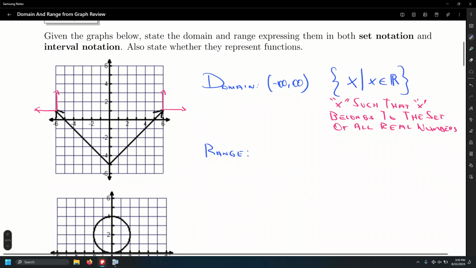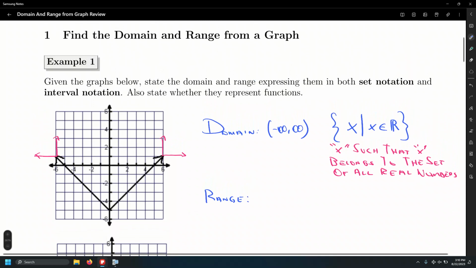For the range, now, for the domain, we scan the graph from left to right. Now, we're going to scan the graph from bottom to top. All right, and in this case, when we scan the graph from left to right, there were no bounds toward the left, and there was no bound towards the right. That's why the domain was the set of all real numbers, or negative infinity to positive infinity. However, when we scan the graph from bottom to top, actually the graph doesn't go all the way down to negative infinity, right? Actually, there's a minimum or smallest y value. Can anyone identify what's the y value?